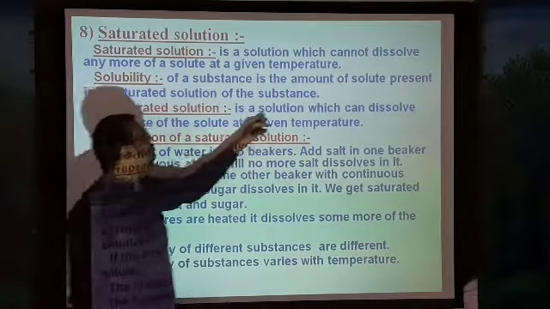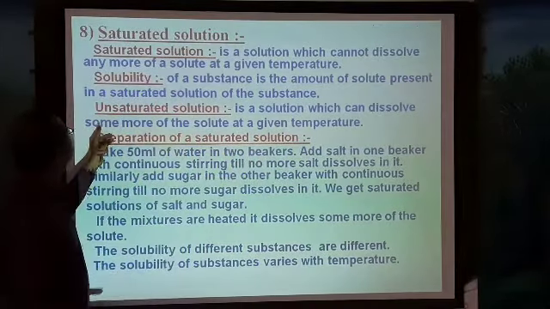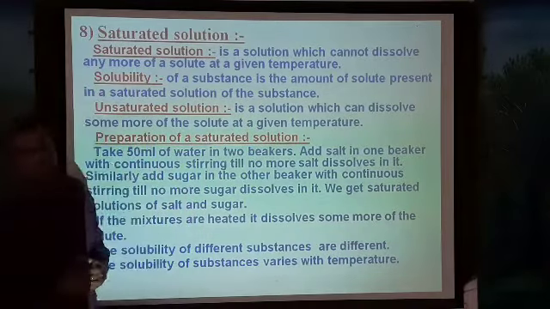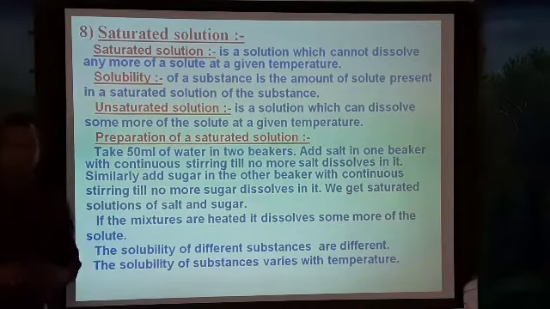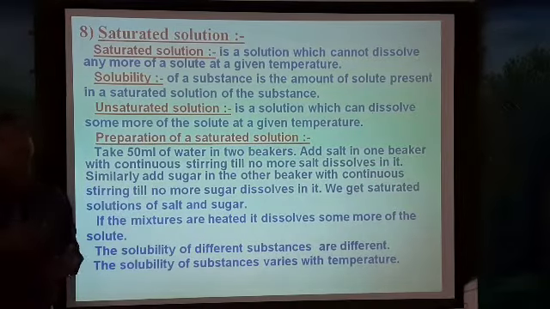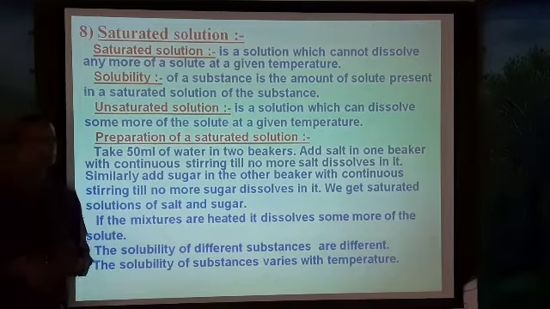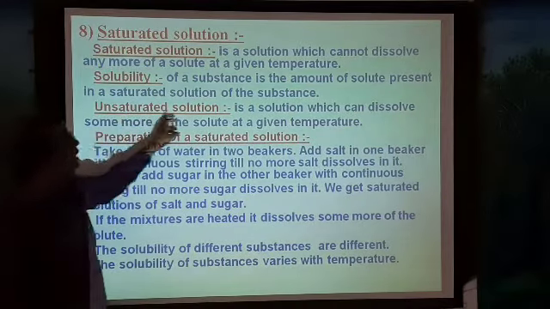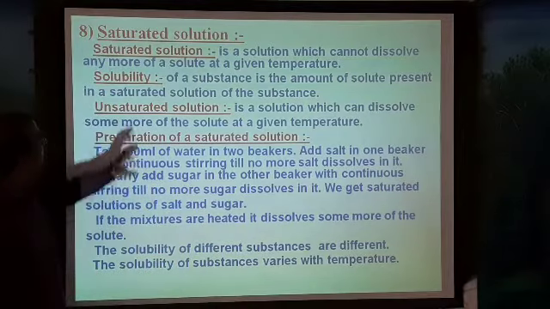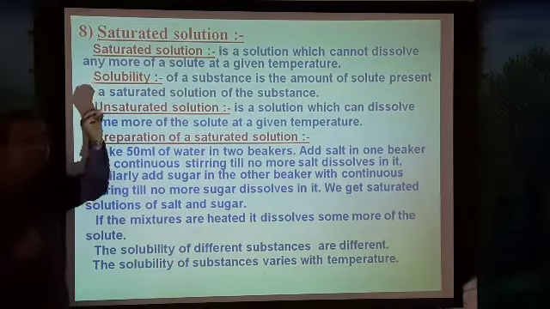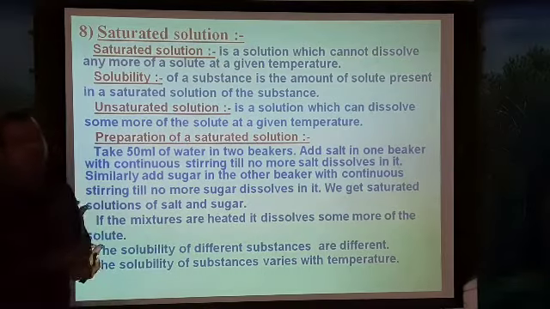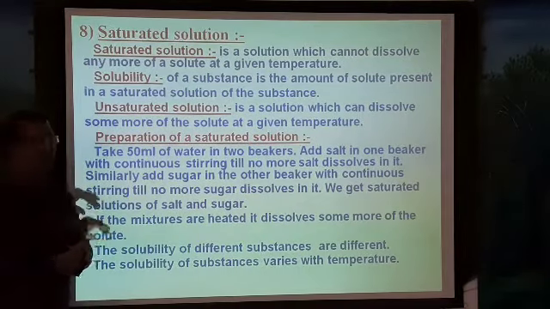An unsaturated solution is a solution which can dissolve some more solute at a given temperature. Some solutions can dissolve the substance, and if you give more temperature, they can dissolve more of the substance than the earlier limit. Such a solution is called an unsaturated solution. So solubility means how much of the substance it is able to dissolve. It shows its property called solubility.